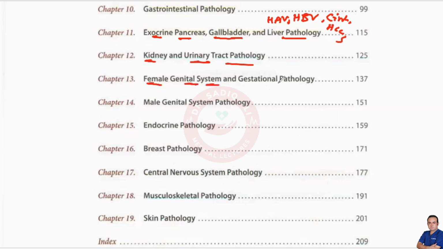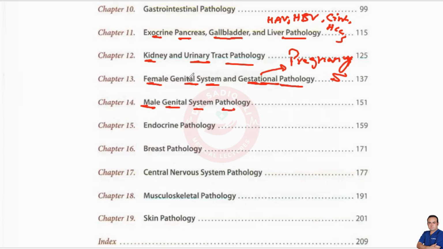Female genital system and gestational pathology, very important. Gestational is the word used for pregnancy. Pregnancy-related abnormality is called gestational pathology. So gestational is a simple word used for pregnancy. Whatever problem the female faces in pregnancy is called gestational pathology. Then we will discuss male genital system pathology. We will discuss male genital system, female genital system pathology.